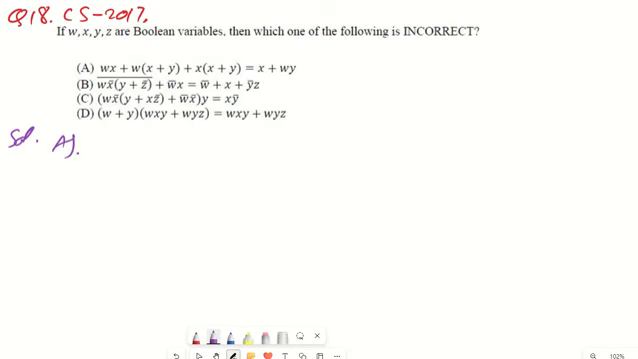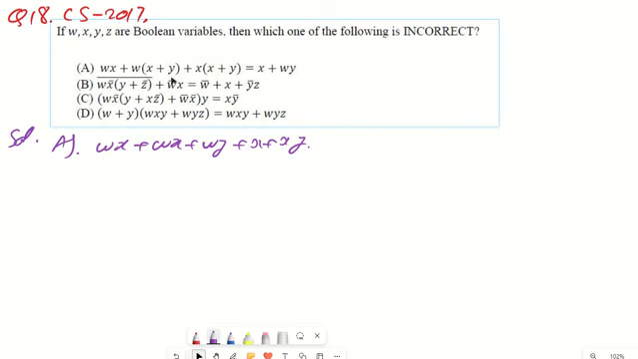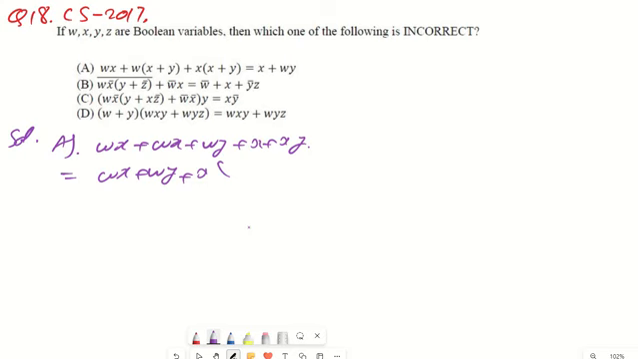I'll just simplify the left side. I am going to get wx plus wy plus x plus xy. I have taken multiplication, wx plus wy, and x into x is just x. Now you know that x can be taken common, so it will become 1 plus y. So I can have wx plus wy plus x times 1 plus y. Now you know 1 plus anything is nothing but 1, so the last term is just x.